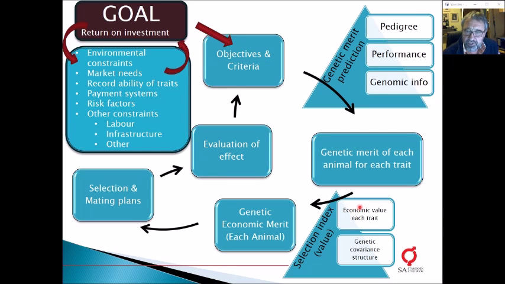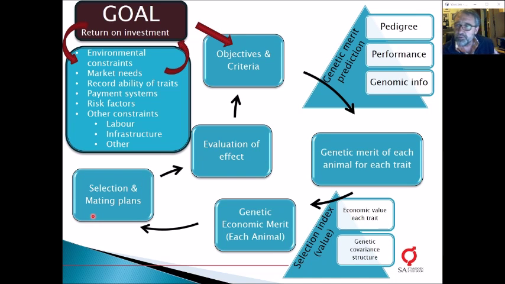For example, the payment system, the expenses in a dairy herd and so forth, and also the so-called genetic covariance structure, that is the heritabilities and the genetic correlations amongst all the traits that the breeding values are available for. Once this is available, the genetic economic merit is used to rank animals according to the objectives. And then the last step would be to use this information in optimizing selection and mating plans.